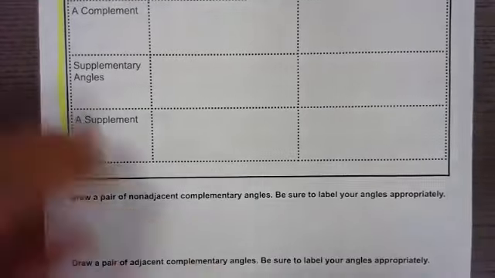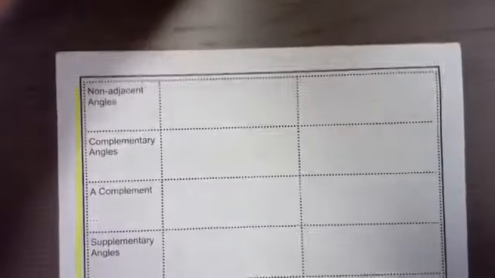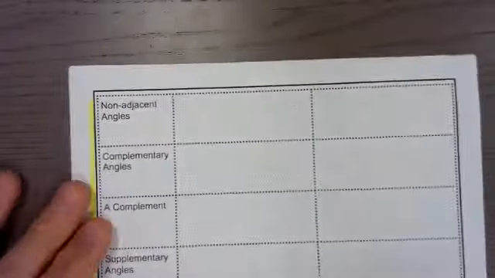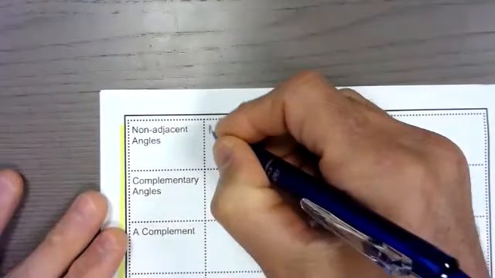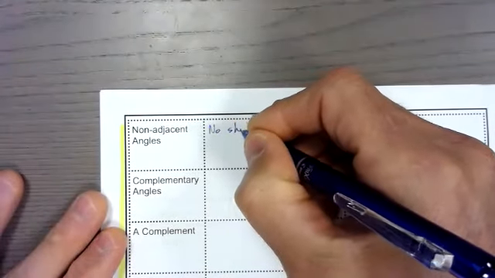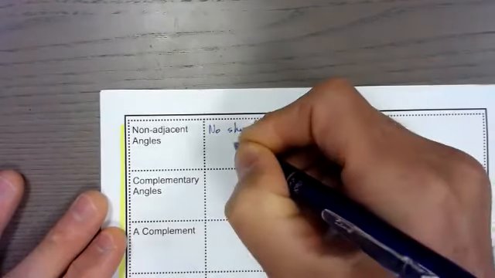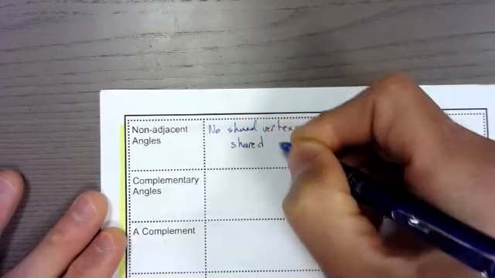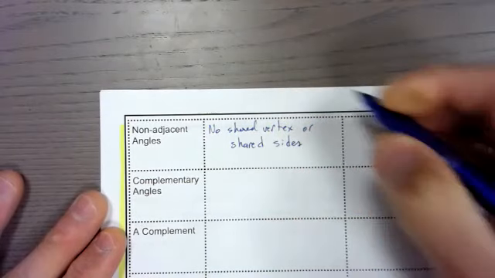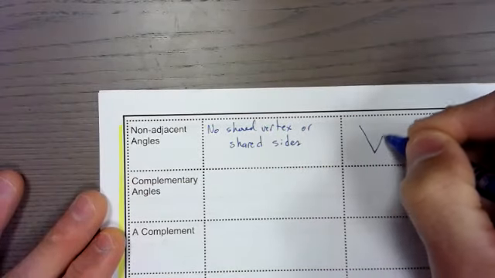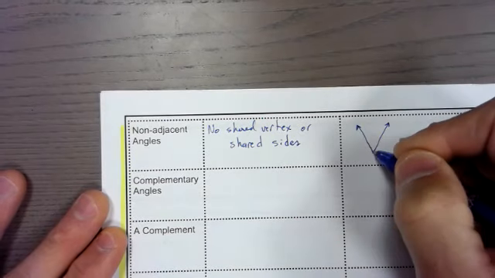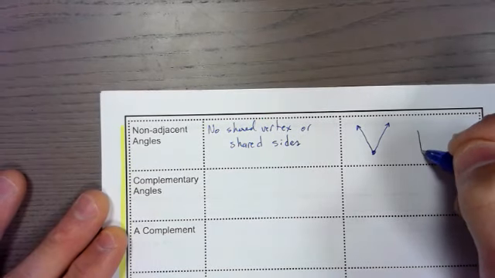Okay, let's move on to page 2. Non-adjacent angles have no shared vertex or shared sides. Those are the angles that kind of look like they're floating and not connected to each other.